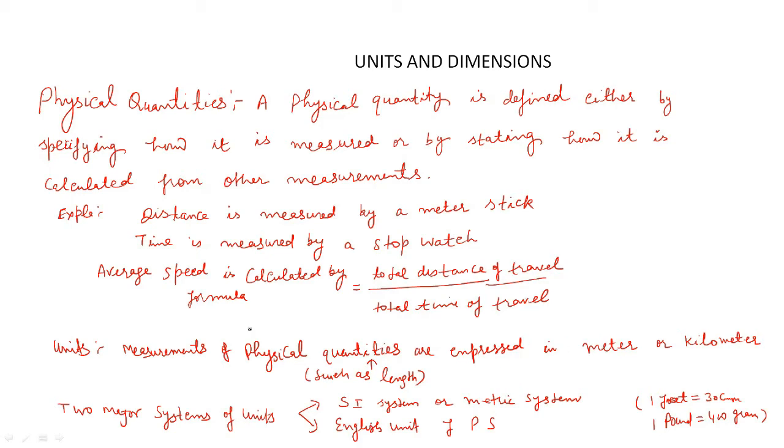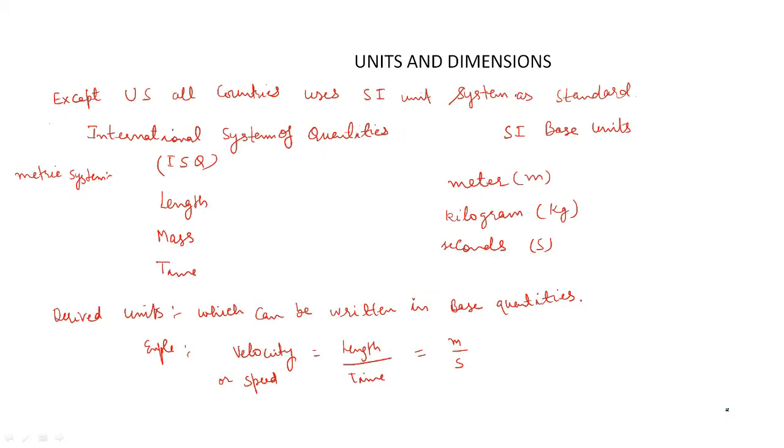Now there are two basic systems of units. The first system is the SI system, which is also called the metric system. The other system is the English system. It is also called the FPS system. F here is foot, P here is pound, S here is second. And you also know that 1 foot is equal to 30 centimeter and 1 pound is equal to 400 gram. And you must also know that except the US, all other countries use the SI system and it is considered as the standard system.